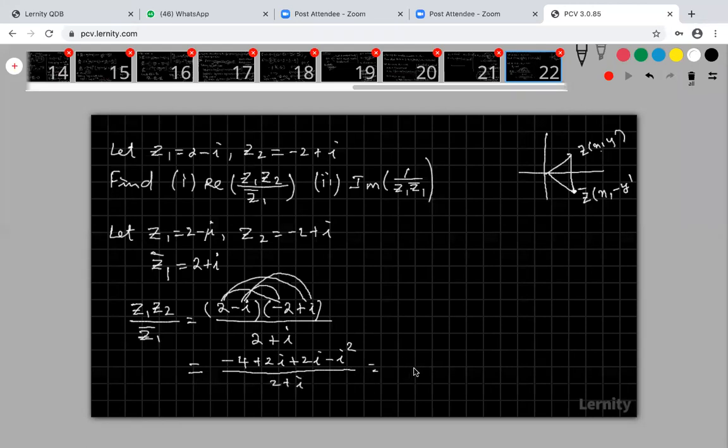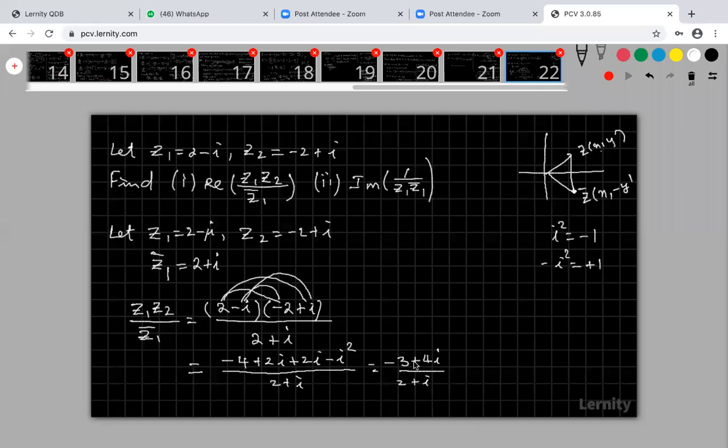Okay, so therefore what is the answer we are getting? My i square is minus 1. Please note that my i square is minus 1. What is minus i square? It will become plus 1. So minus 4 plus 1, it will become minus 3. And here 2i plus 2i, it will become 4i. So therefore this is 4i divided by 2 plus i.